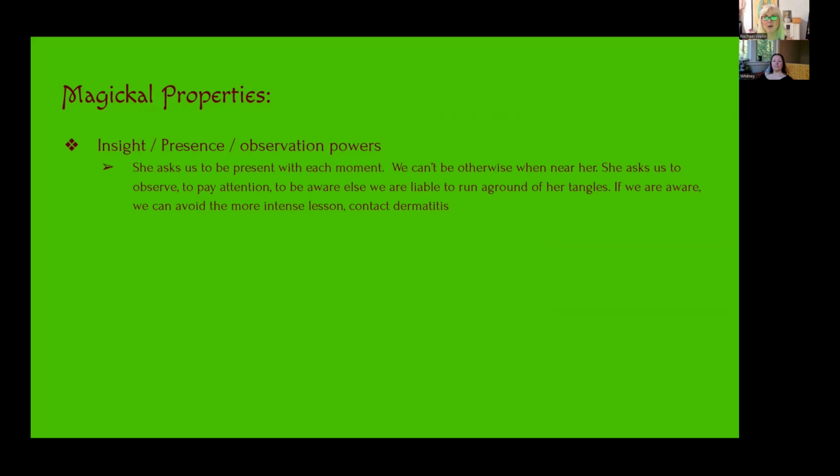And if we're near her, we can't be otherwise. She asks us to observe, to be aware. We're liable to run into her tangles. But if we're aware, we can avoid the more intense lesson of contact dermatitis. So she's also about protection, defenses, and boundaries.